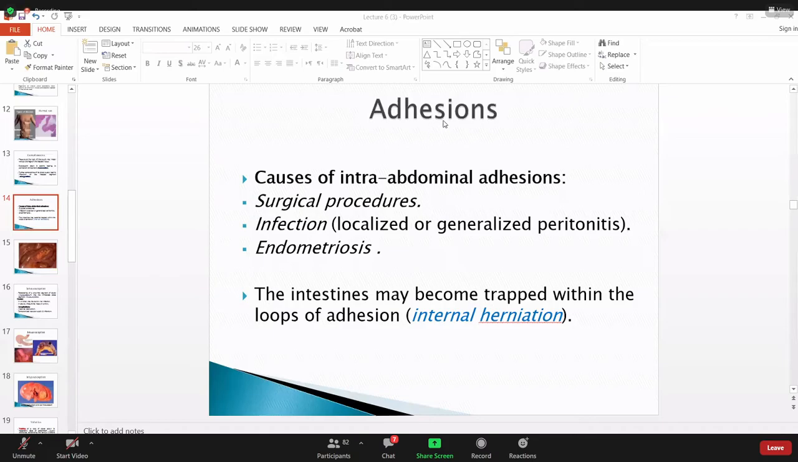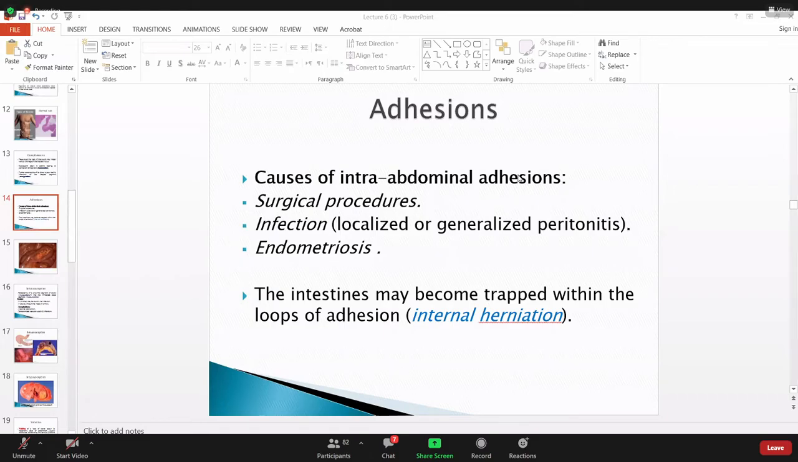We come to the second obstruction, or bowel obstruction, which is adhesions. Adhesions usually form a connection between two bowel loops from outside. What do adhesions come from? Adhesions are fibrous bands, meaning anything that causes fibrosis in the abdominal cavity causes adhesions. So surgical procedures cause subsequent formation of fibrous bands.